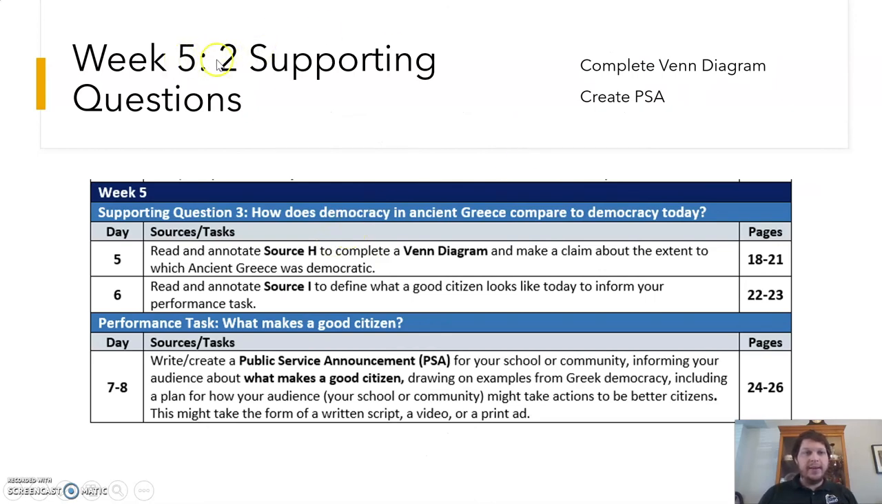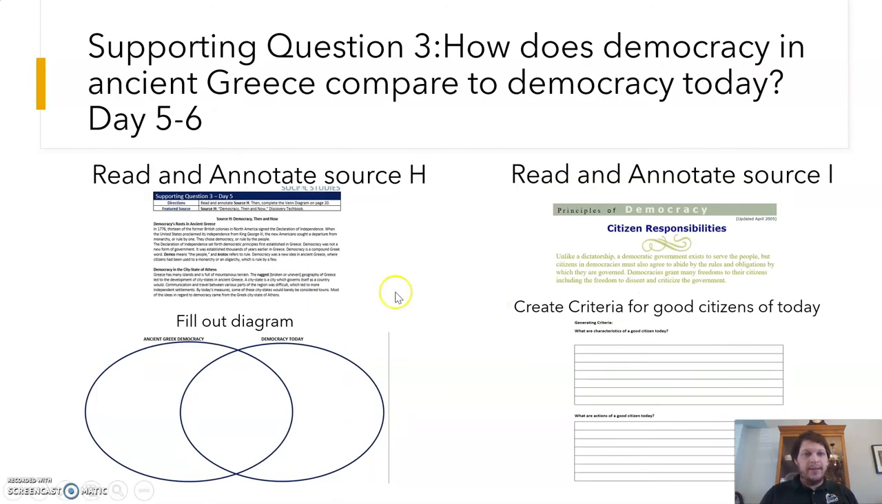Then we hit week 5. So 2 supporting questions, complete Venn diagram, and then create your PSA. Day 5 and 6, you're looking at supporting question 3. Day 7 and 8, you're looking at your PSA. So let's take a look at day 5 and 6.